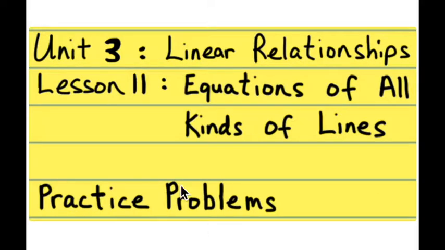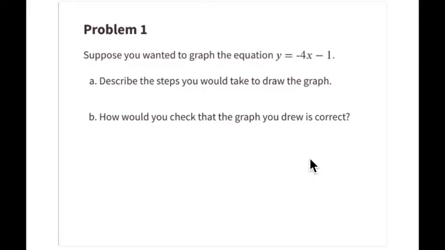These are the practice problems for lesson 11, equations of all kinds of lines. This is problem number 1. And they ask you to graph this equation. So you're given this equation and describe the steps that you would take to graph that equation. And then how would you check to make sure that that graph is correct?